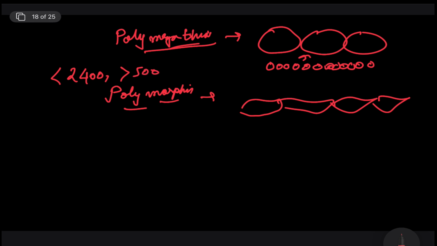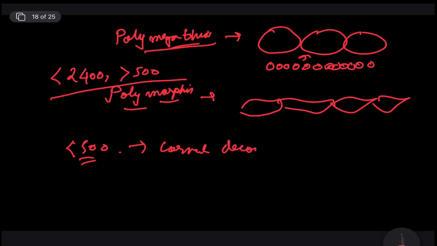However, and this is the question that obviously pops up in your mind after you hear about this, what if it is less than 500? Then even polymegathism and polymorphism cannot do anything. This will lead to corneal decompensation, which means up until now there was compensation. Now there is decompensation. The cornea is no longer able to adapt.